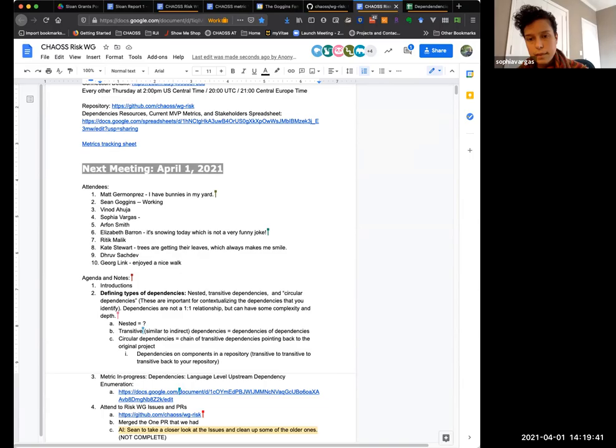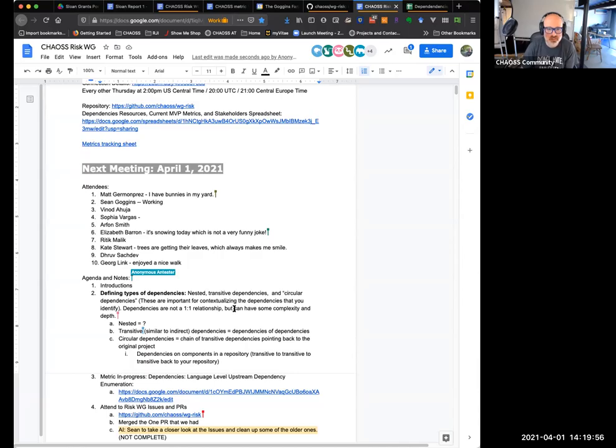When you say circular dependencies, I think of JavaScript. There's a lot of circular dependencies inside those libraries, and that does increase risk. So I get it.